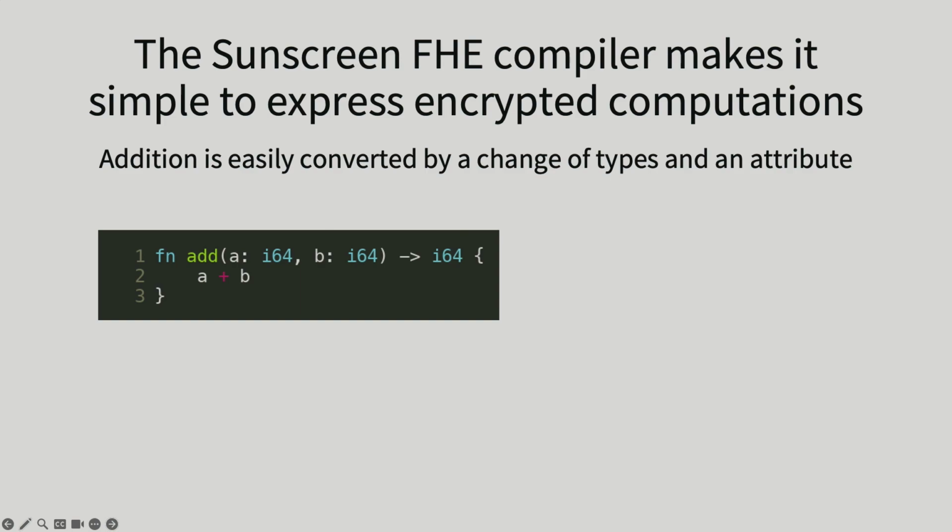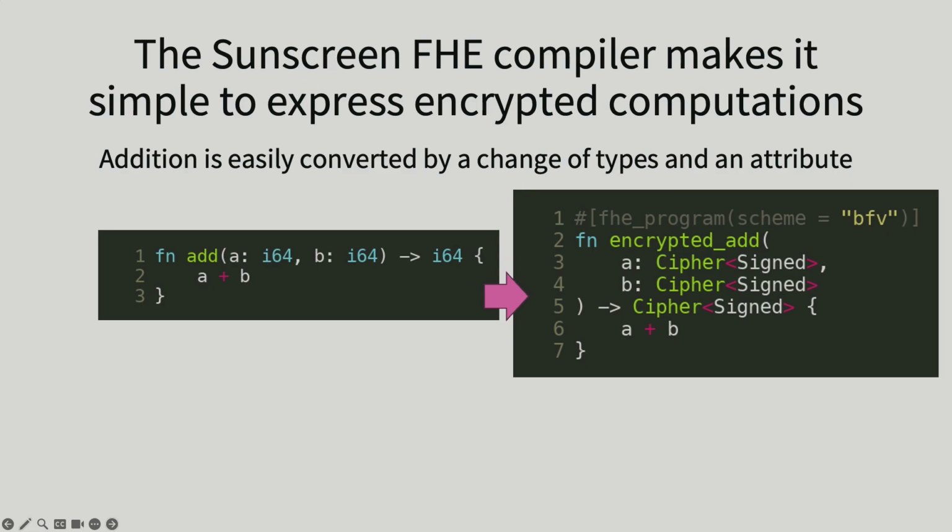So here we have our add example that we were talking about before, just working on plain text data, on clear text data. You just take an A that's a signed value, a B that's a signed value, and you return another signed value, which is just the addition of them. The only changes you need to make in order to turn this into an encrypted version is essentially a macro on top and some types. You add this attribute on top, you say FHE program. Currently the scheme that's supported is BFV, and we're adding support for other schemes as well. You'll notice that the type changes. The type before was just I64, signed, and the wrapper Cipher essentially means that it's encrypted.